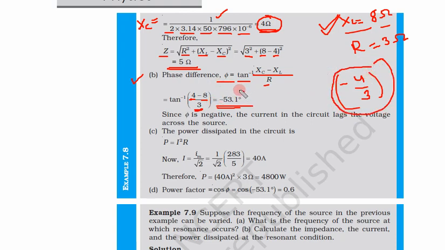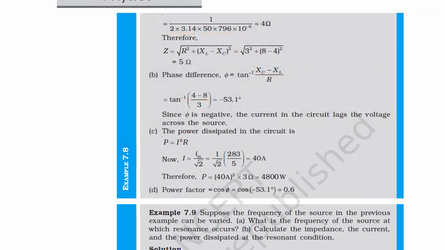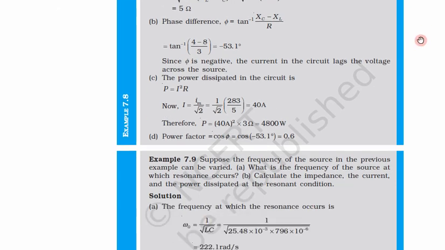From the table we can see the value of tan inverse minus 4 by 3. It is minus 53.1 degrees. Since phi is negative, the current in the circuit lags the voltage. And what is the nature of the circuit? The nature of the circuit is inductive because XL is more than XC. Now we have solved these two things.